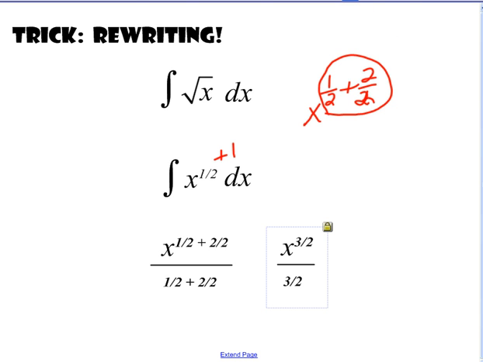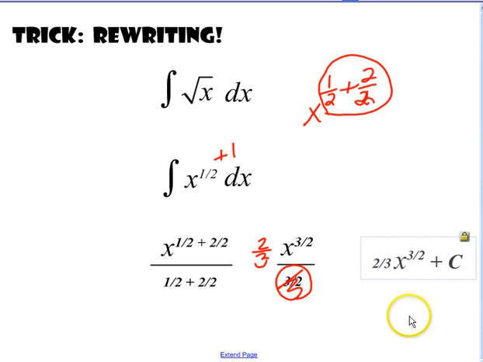And whenever you have a fraction like this in the bottom, what you can do is flip it over and multiply by the reciprocal of this. So what you're going to end up having is 2/3 x to the 3/2, and you can't forget your plus c.